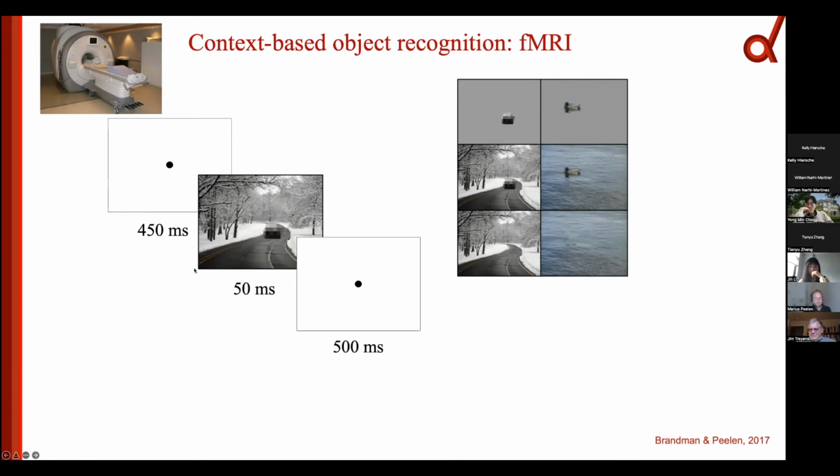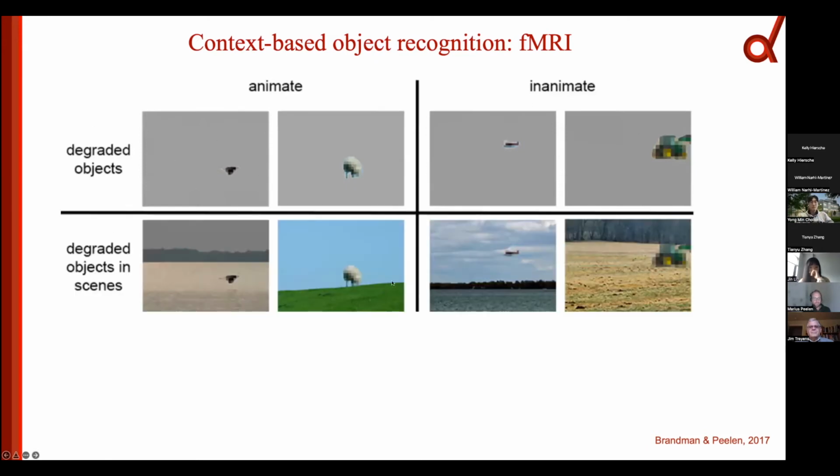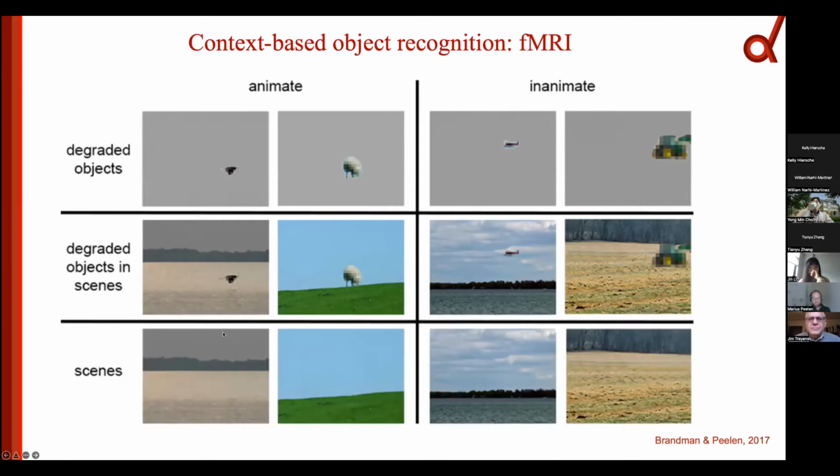So in this study, we had 6 conditions. It was a 2x3 design. We had the degraded objects outside of the scene context. We had these same objects in the context, and we had the scenes alone. And we had objects coming from animate domains and inanimate domains. So we had animate objects, inanimate objects, degraded objects in scenes, and the scenes alone. And we use this animacy distinction as a proxy for object representations, for the quality of object representations.